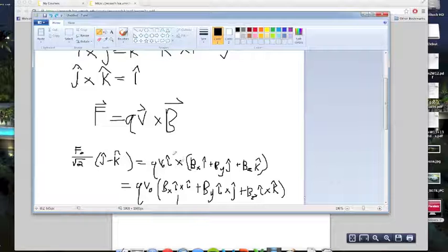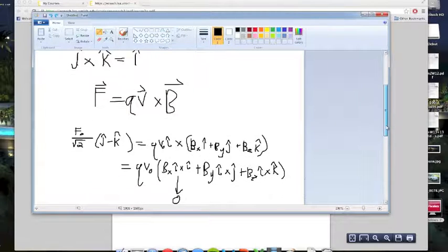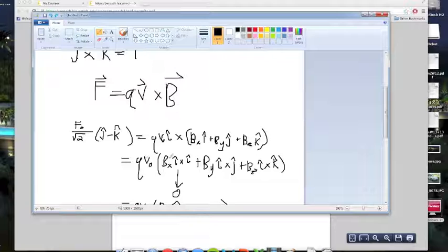So next step, we're going to distribute the cross product, and we're going to get q times v naught times the quantity of bx i hat cross i hat plus by i hat cross j hat plus bz i hat cross k hat. And now this first term is going to be 0 because there's not enough information given to us in the problem to figure out what it is. And then any term we find, the magnitude of the magnetic field is going to be either greater than or equal to the term we calculated in this problem, because we can't calculate this x term.